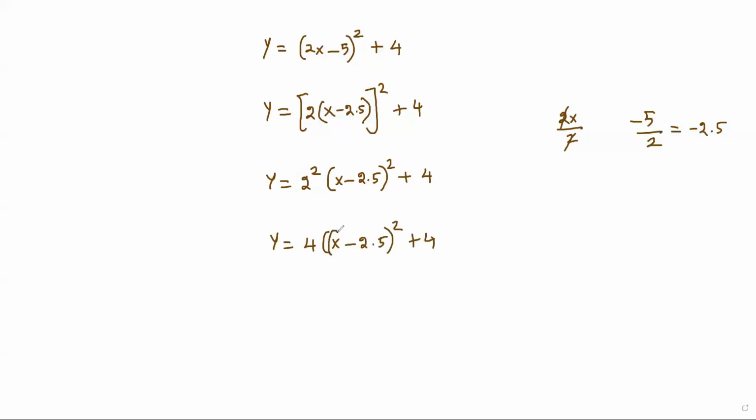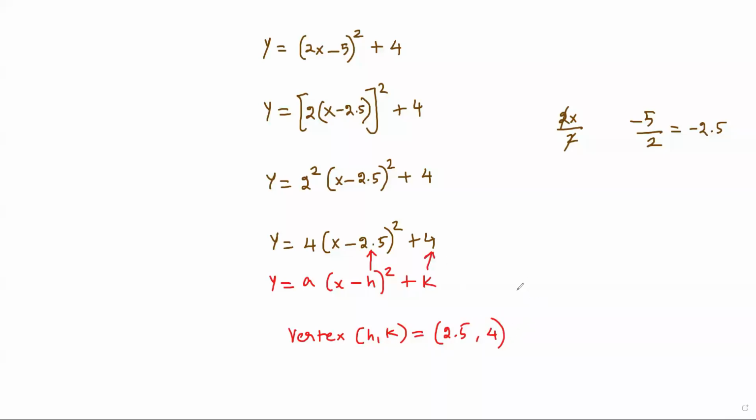So here look at the coefficient of x inside the parenthesis. That's just 1. Okay, now I think it's exactly in the vertex form, that is y equals a times x minus h the whole square plus k. So the vertex h comma k equals... What value do we have at the position of h? That's 2.5. What value do we have at the position of k? That's 4. So the vertex of the given quadratic function is 2.5 comma 4.